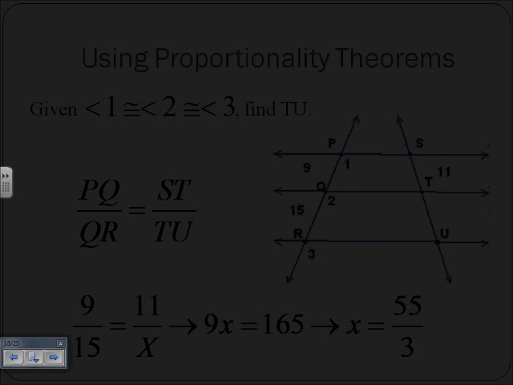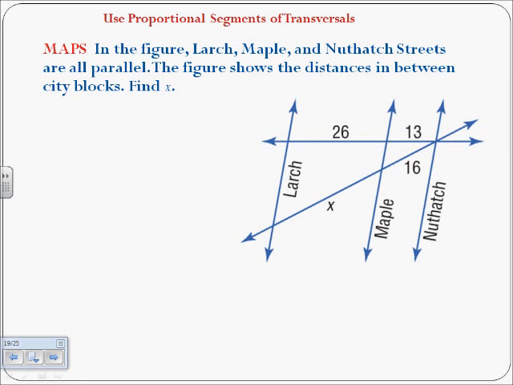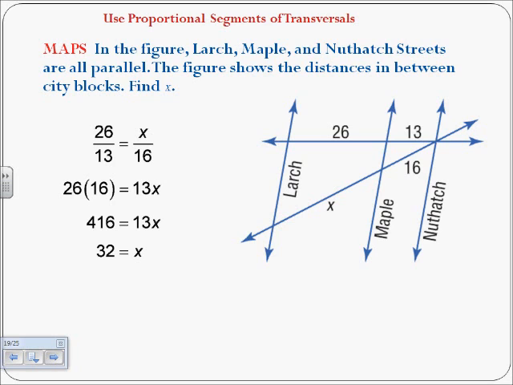Alright, similar one. We have maps. It says the figure shows the distance between city blocks, find X. All the streets are parallel, as given. So we have 13 over 26 is equal to 16 over X as our proportion, or the opposite, 26 over 13 as X over 16, just as long as you're consistent. Cross multiply and solve. X is equal to 32.